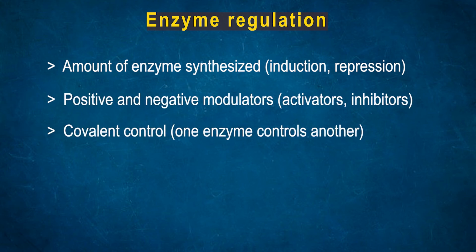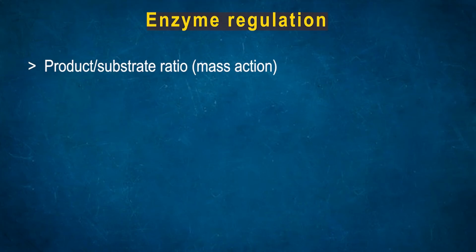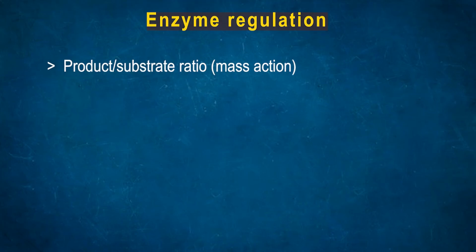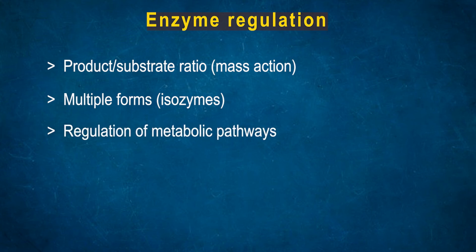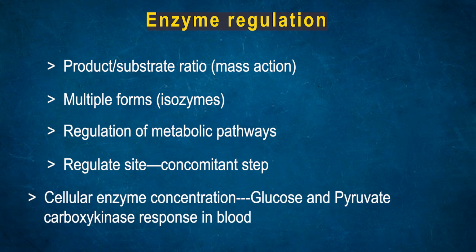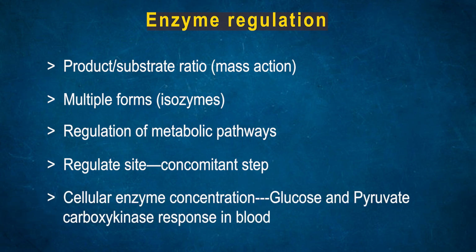Covalent control. One enzyme can control other enzymes, for example kinase and phosphatase can control the downstream enzymes. Phosphorylase kinase can control the phosphorylase in case of glycogen breakdown. Product and substrate ratio, that is mass action. Multiple forms of enzymes or isozymes. Regulation of metabolic pathways as well as regulatory site by concomitant step. Cellular enzyme concentration, that happens in case of glucose and phosphoenolpyruvate carboxykinase response in blood.